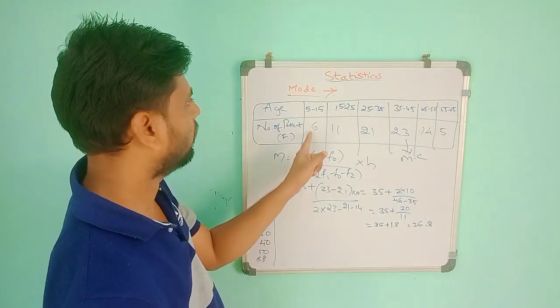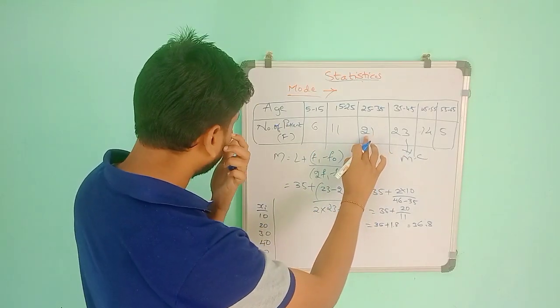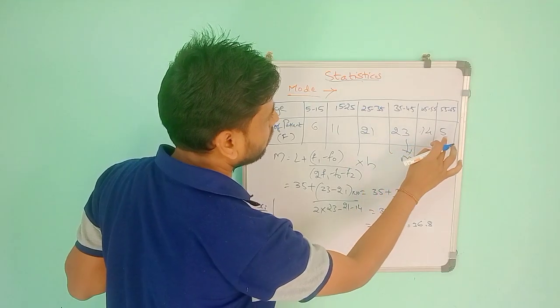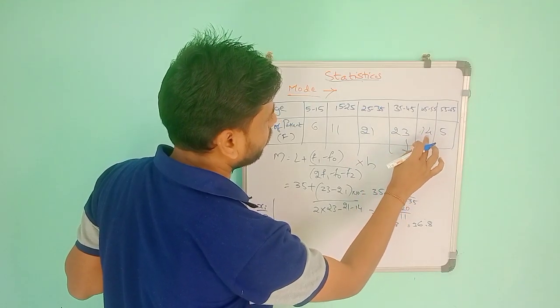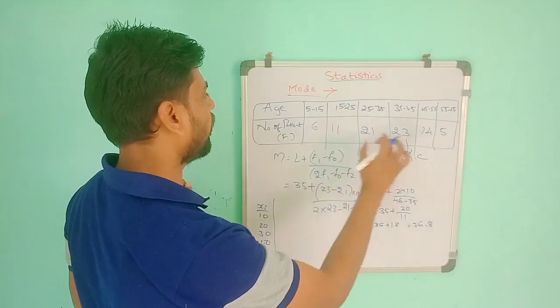And the total is 11 plus 6, 17. 17 plus 21, 38. 38, 61, 75, 80. So 80 is the total value of the frequencies.